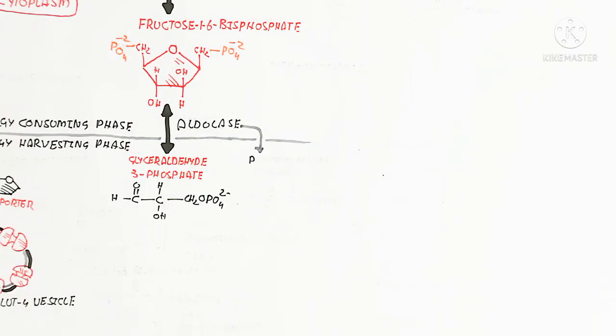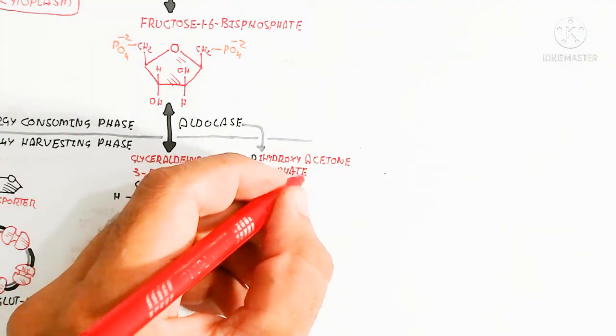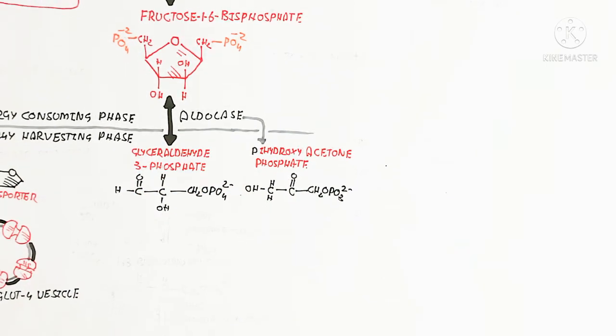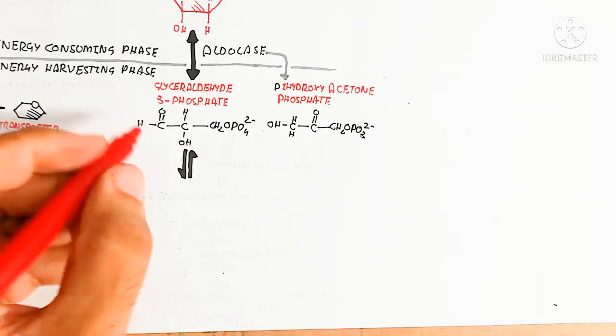On the other hand, the aldolase enzyme splits fructose 1,6-bisphosphate into two molecules, producing glyceraldehyde 3-phosphate and dihydroxyacetone phosphate.